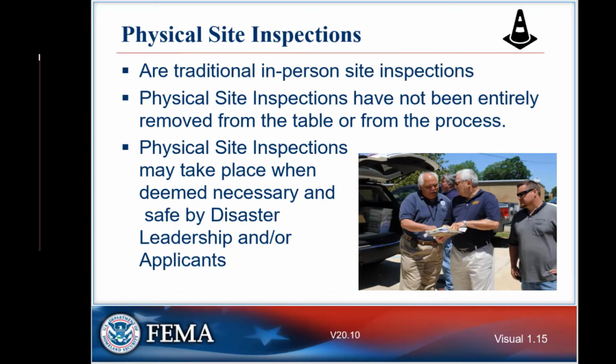So our physical site inspections are FEMA's public assistance traditional in-person inspection type. Those of you who have participated in the public assistance program in previous disasters may have been involved in our standard physical site inspection process. A physical site inspection involves a FEMA site inspector meeting you, the applicant representative, at the damaged facility to document the damage description and dimensions.